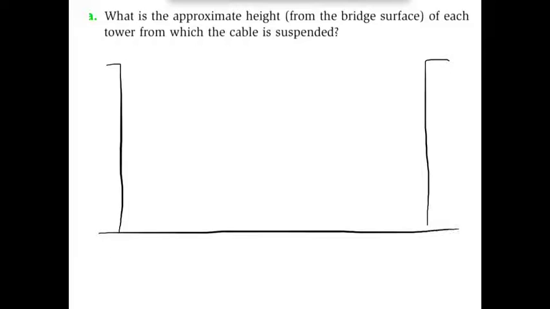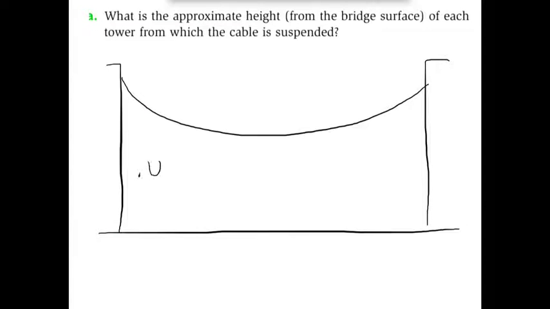Part A says, what is the approximate height from the bridge surface of each tower from which the cable is suspended? Basically, we've got a tower right here on the left and a tower right here on the right and a road going between them. And suspension bridges look something like this. We're trying to find how much is the height right here, where this cable connects here and where it connects here. Notice that they gave us an equation.